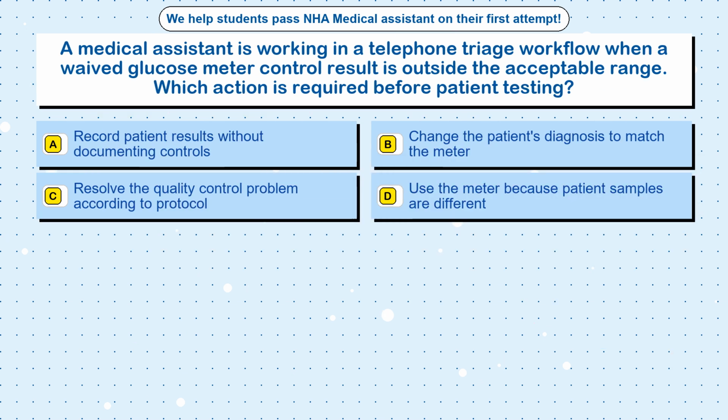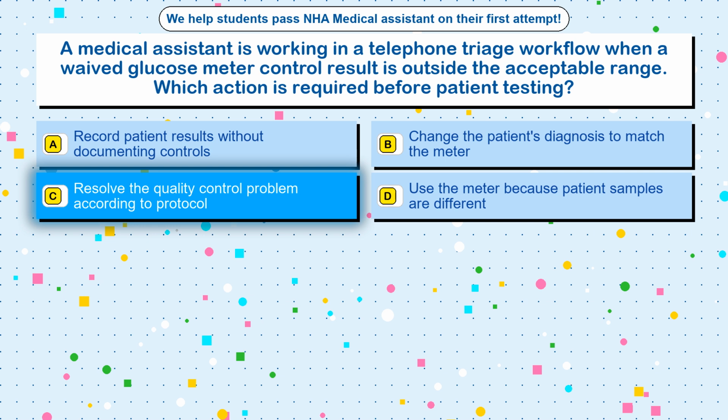Question 23. A medical assistant is working in a telephone triage workflow when a waived glucose meter control result is outside the acceptable range. Which action is required before patient testing? Option A, record patient results without documenting controls. Option B, change the patient's diagnosis to match the meter. Option C, resolve the quality control problem according to protocol. Option D, use the meter because patient samples are different. The correct answer is option C, resolve the quality control problem according to protocol.